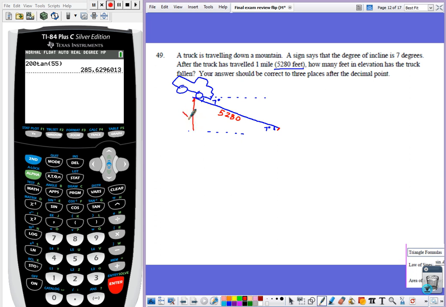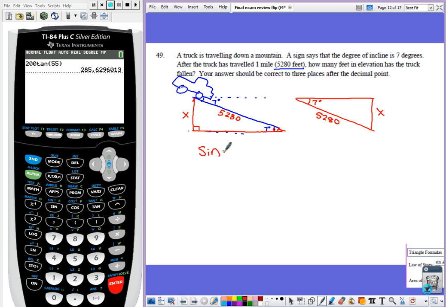So it sounds like we want to know this value. And if we make that into a triangle, we can see that, well, we know the angle is 7 degrees, opposite of our hypotenuse. We could also do the triangle this way. If you wanted, this is how much it's fallen. This is 5,280, and this is, what did I do wrong? 7. There we go. So you could do it that way as well. Either one will give you the same answer.